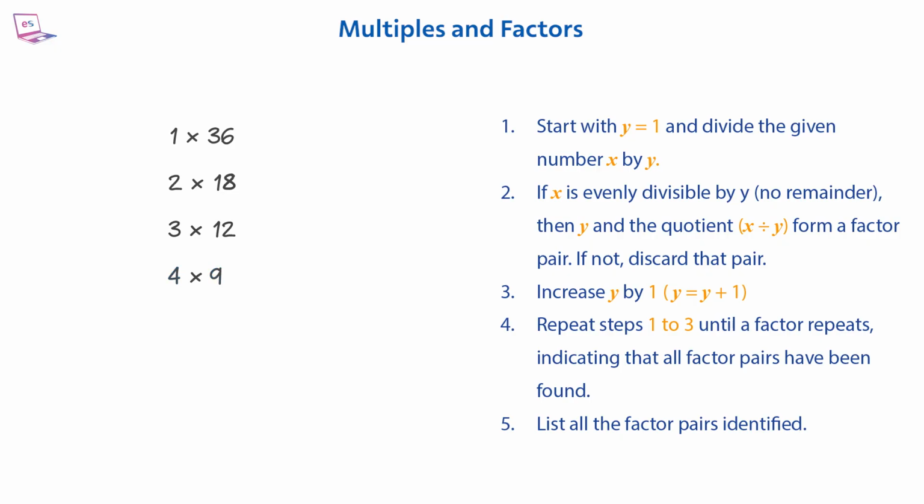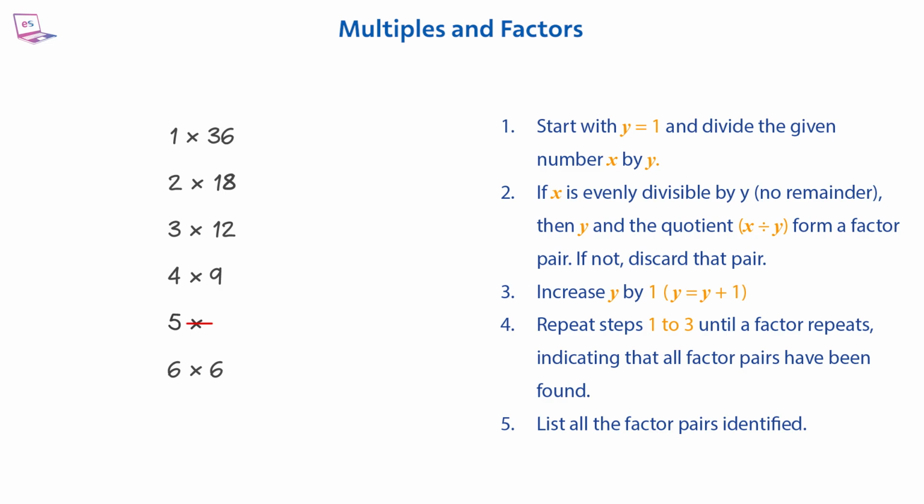Increase y to 5. Is 36 divisible by 5? No. 5 is not a factor of 36. Increase y to 6. Is 36 divisible by 6? Yes. 6 times 6 equals 36. The factor pair is 6, 6. Since the factor 6 is repeated, we can stop here.